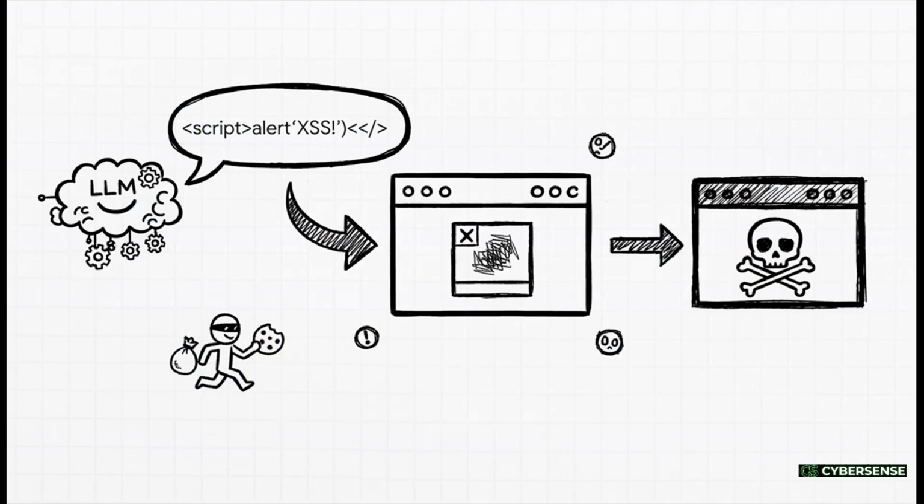Now, if our web app takes this HTML and just plops it onto the page for another user to see, their browser will do exactly what it's told, and it will execute that script. This is a classic cross-site scripting vulnerability, or XSS. And with it, attackers can steal user data, hijack sessions, all sorts of bad stuff.